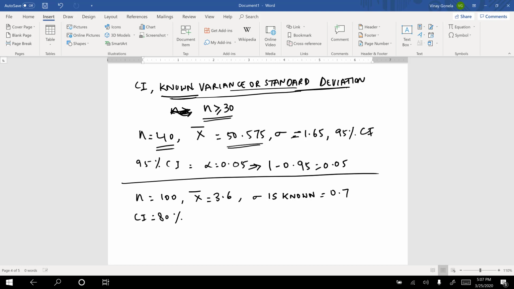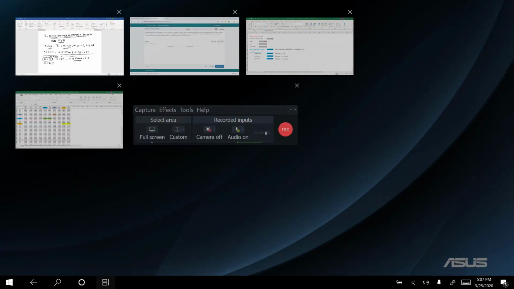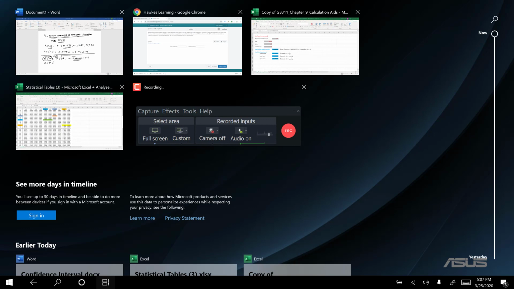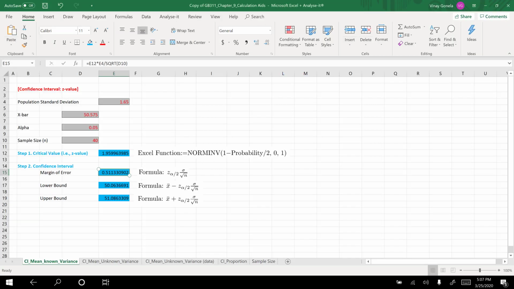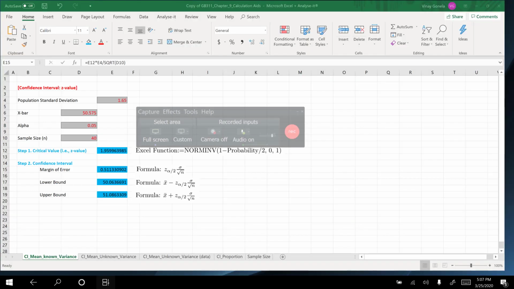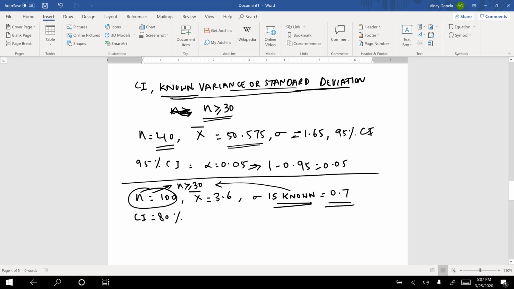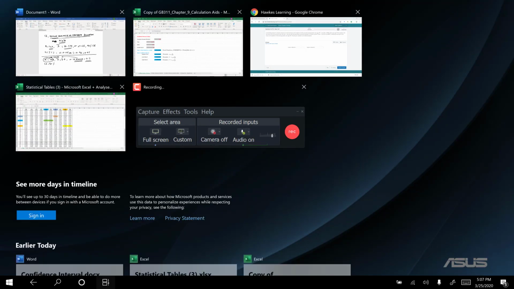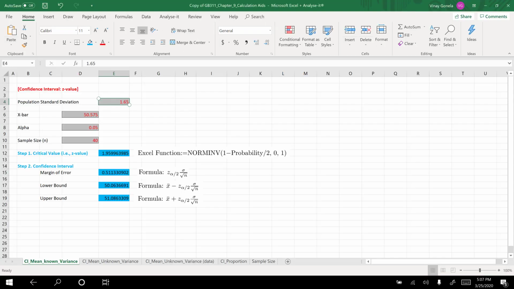So if you see, n is 100, that's clearly greater than 30, and sigma is known. Usually these two go together. So if you can identify sigma is known or n is greater than 30, you just use z-score, so known variance. So we will go to our calculation aids again, and let's do the calculations. This is population standard deviation. They gave us 0.7. So I go here and put 0.7 here.